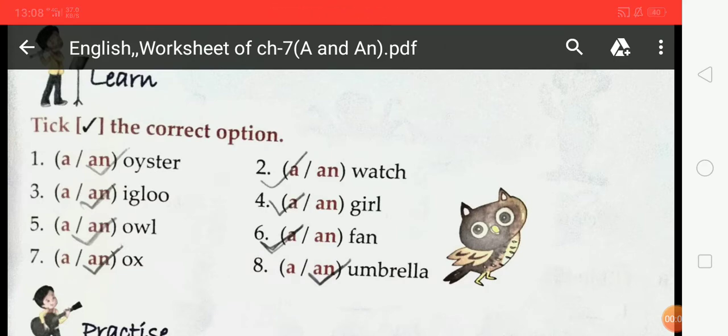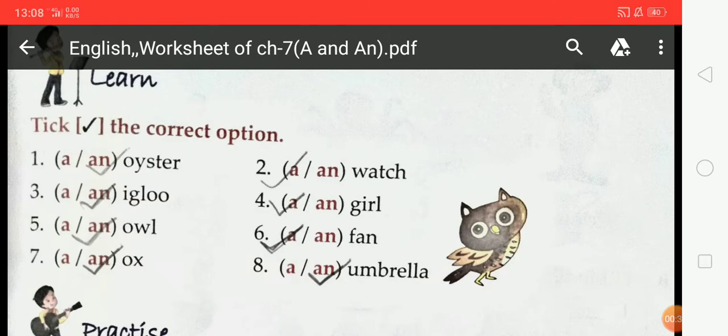In our last video, we discussed the explanation of chapter number 7, and the chapter name is A and AN. In this video, we are going to discuss the worksheet of this chapter, chapter 7, A and AN. So students, listen carefully.